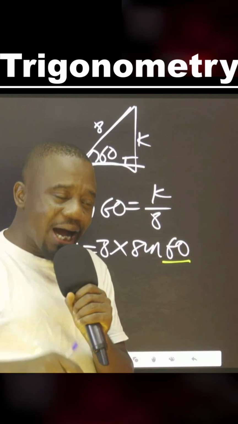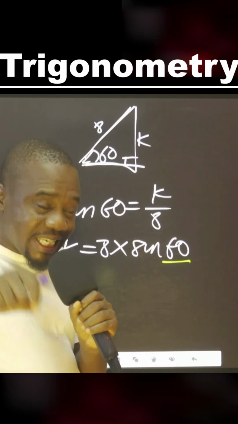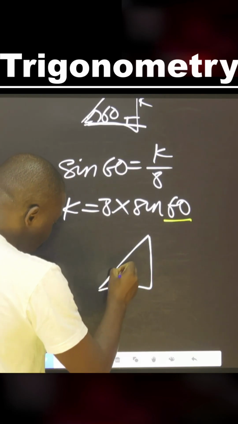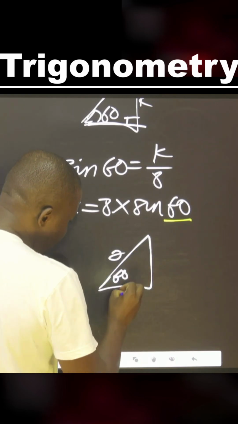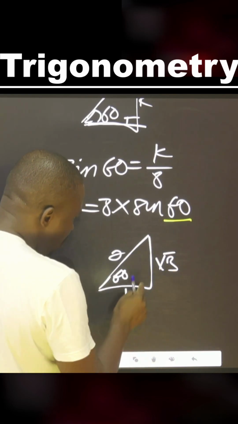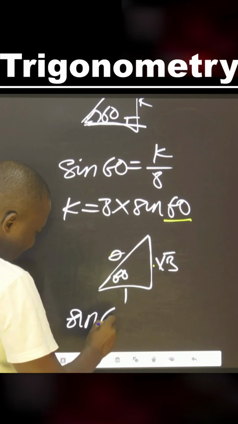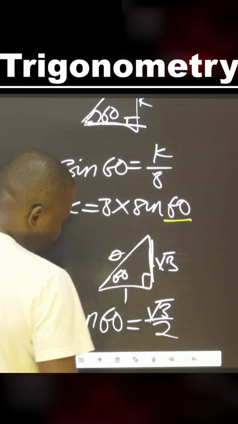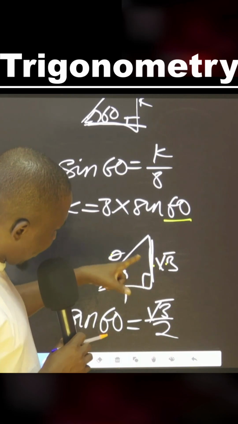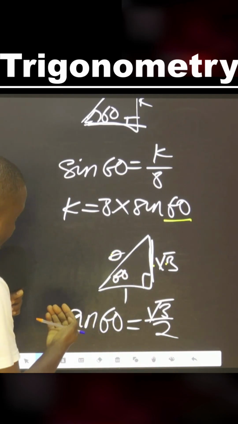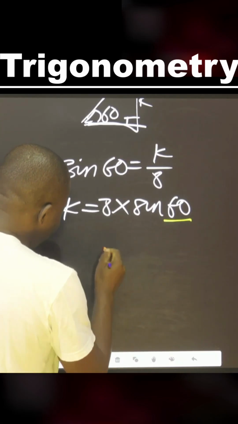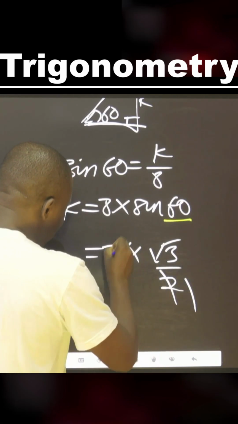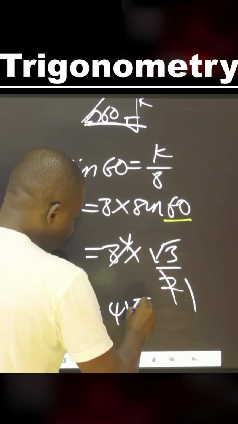We need to now remember the trigonometry ratio of 60. If you can recall, draw the diagram. Put 60. Remember, here is 2, here is 1, here is the square root of 3. Opposite over hypotenuse. Sine 60 is the square root of 3 over 2. So we say 8 times square root of 3 over 2. 2 into 8 is 4. That is 4 square root of 3.